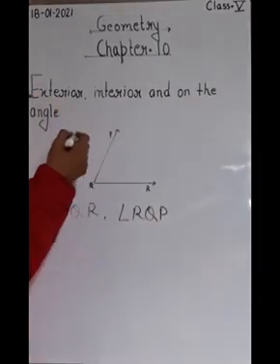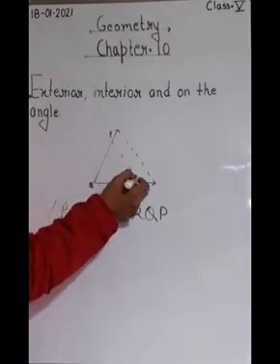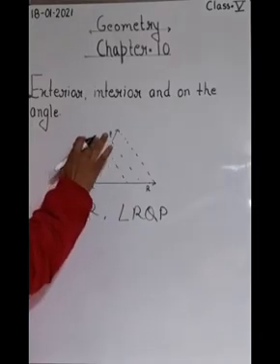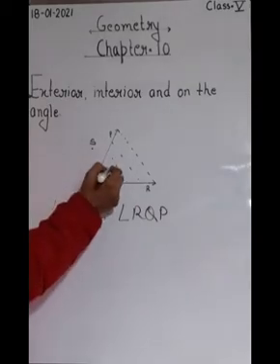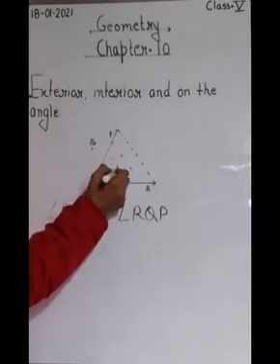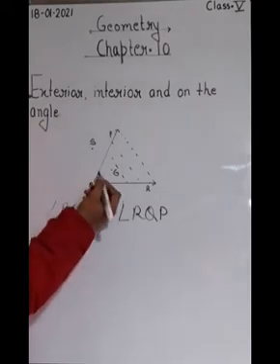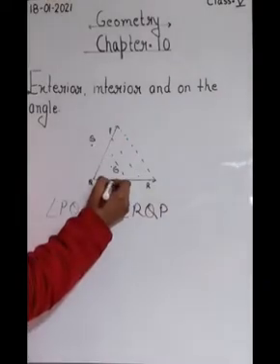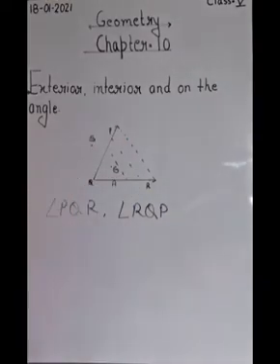Now next is your exterior. I told you if any point lies outside this angle, this is the boundary of your angle, for example point S, so this is the exterior. If any point lies over here, for example point G, this is the interior. And what is on the angle? If a point lies on the rays QR or QP, for example if I am taking a point over here, that is A, this is the point which lies on the angle.